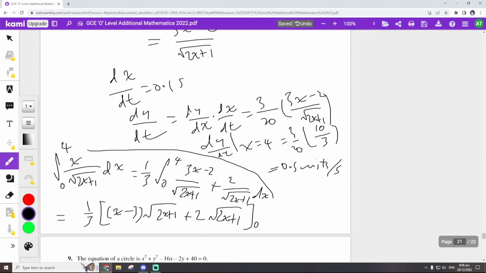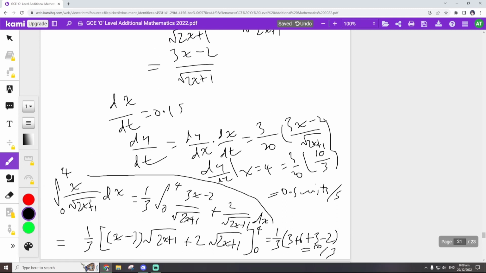And I can evaluate this from 0 to 4. Okay, so you'll get 1/3. If I put in 4 here, I'll get 1 times root 9, which is 3. So 3 plus 6 minus, okay, this is negative 3 and 3, so you get plus 9, and then minus negative 3, so plus 3, minus 2, which is 10 over 3. Okay?